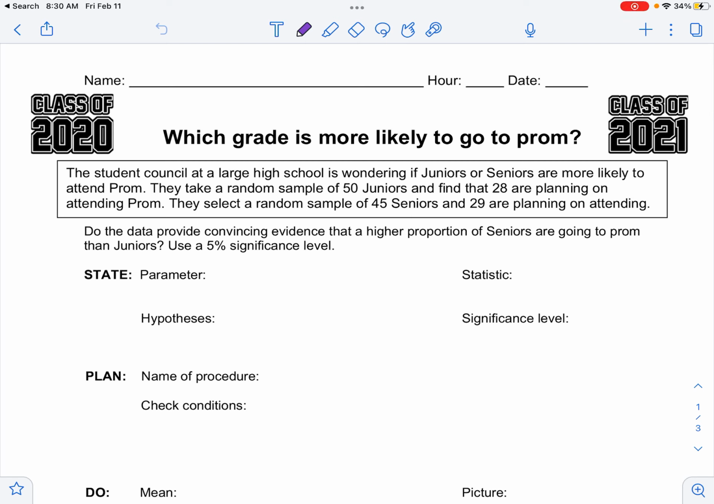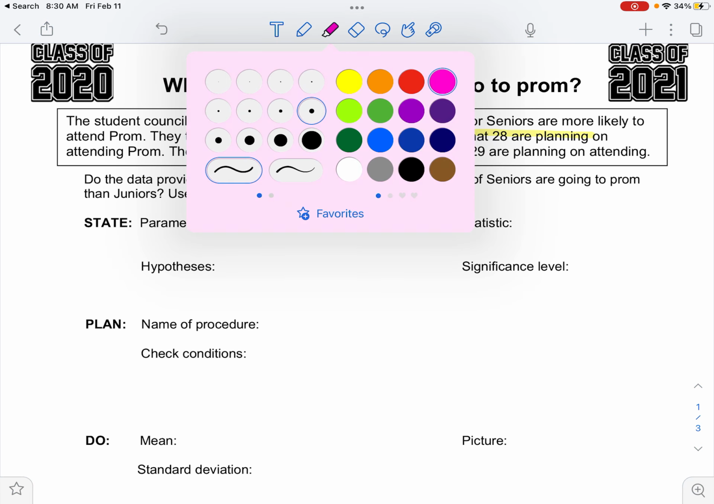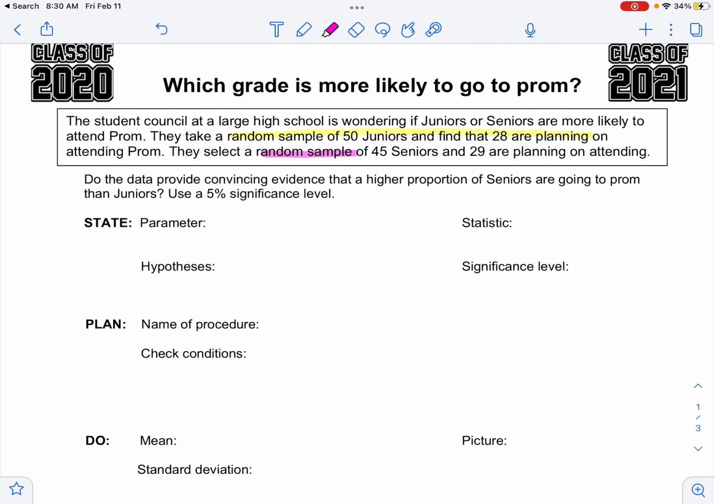Okay, so today we are going to be looking at how to create a difference of two proportion significance test, and we are using the context, which grade is more likely to go to prom. As you read this, notice it says that we have a random sample of 50 juniors, 28 of which are planning on going to prom, and then we have a random sample of 45 seniors, 29 of which are going to prom. So right away, I'm going to define my P1 and P2.